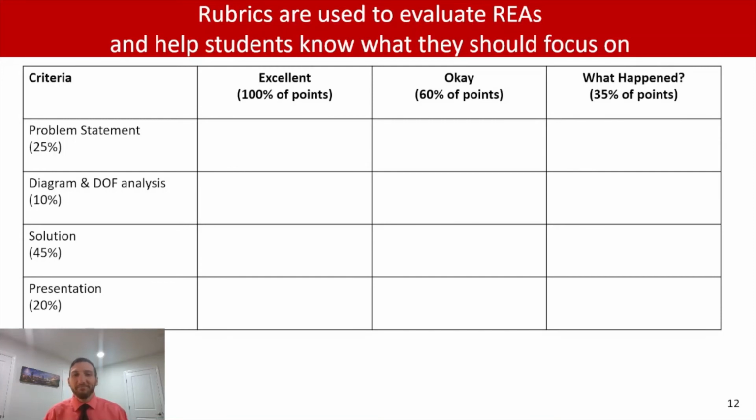I recognize that the REAs are probably going to be a little bit more time consuming in terms of grading, but I think the benefits in evaluating student knowledge and allowing students to write and be a lot more creative with their solutions outweigh the little bit of extra time it will take to grade these REAs. And so the way I break this down is I have 4 different criteria for the students where their problem statement is worth 25%. They have to draw a diagram and do a degree of freedom analysis. That's 10% of their grade. The solution's 45%, and the presentation is 20%.